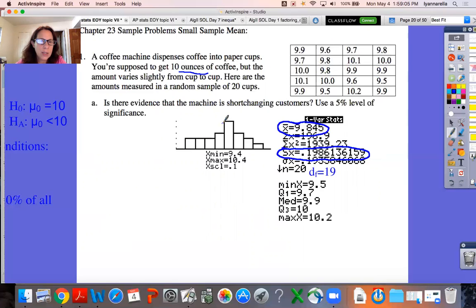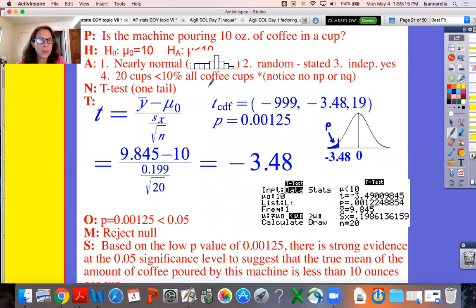Do you think that this histogram looks nearly normal? Yeah, I do too. That's pretty good. So that's the fourth requirement. The parameter of interest is the mean amount the machine pours into cups of coffee. The hypothesis, H naught, is mu equals 10 ounces. The alternative is mu is less than 10, because they think it's shortchanging customers, which would be on the underside.